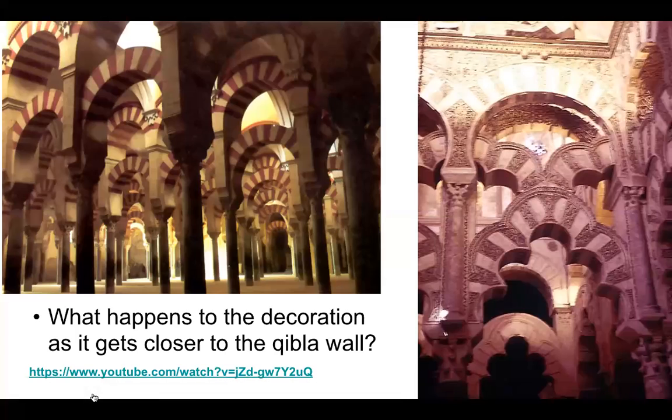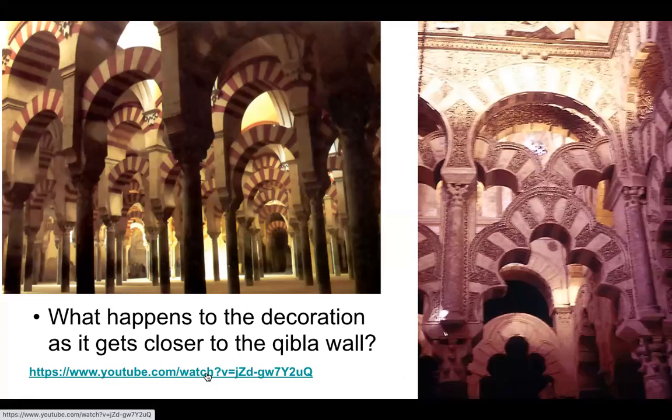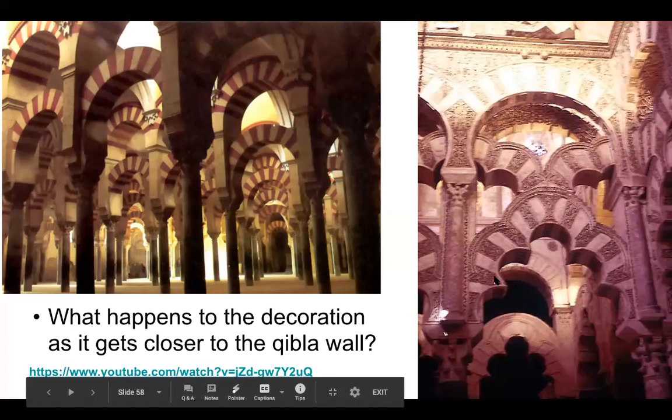So what happens to the interior decoration as you move to the Qibla wall? Notice the one on the left, and then what happens on the right. The imagery becomes much more decorative, and it becomes more ornate. So notice how these columns, or excuse me, these arches are now lobed and have relief carving on them.